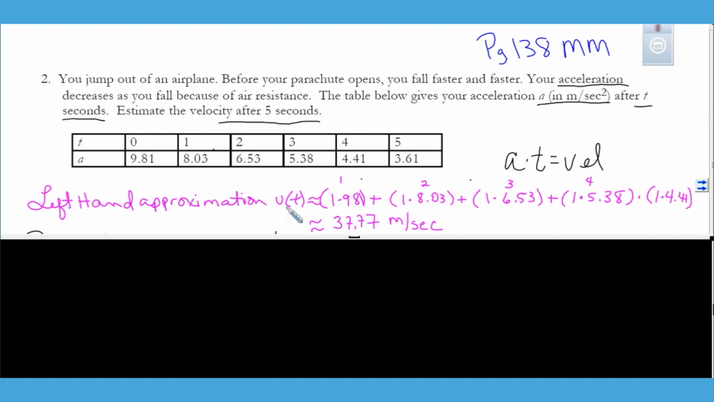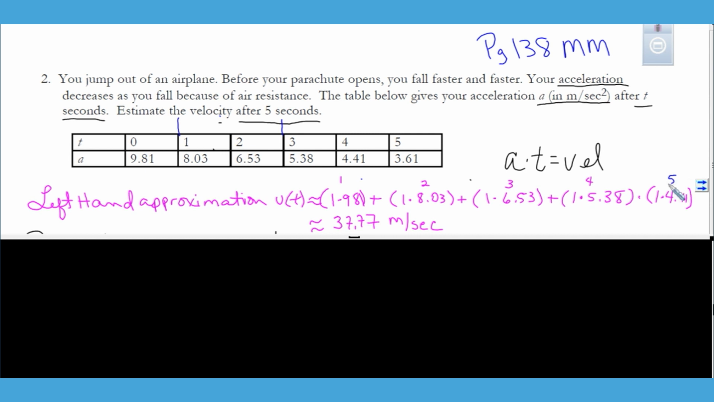So for the left-hand approximation, the velocity is approximately 1 times, and this is your first rectangle right here. That's your left, and that's your right. We're going to use the left-hand value, the left-hand y, which is 9.81. There's a little 1 right there, it's kind of hard to see. For the next rectangle, that's from there to there. You're going to use the left-hand value, and then keep doing that until you get to your last rectangle.